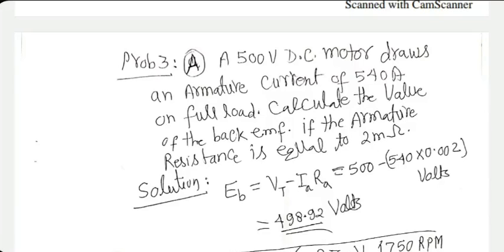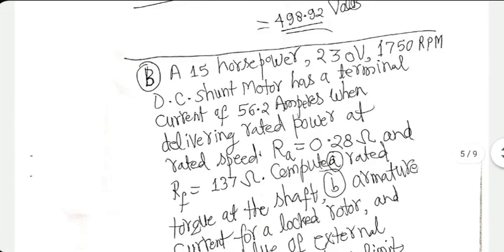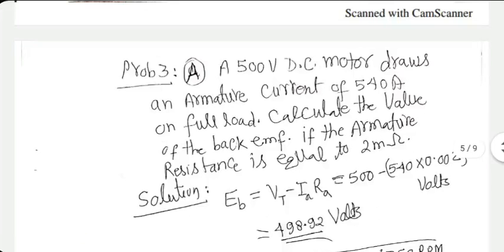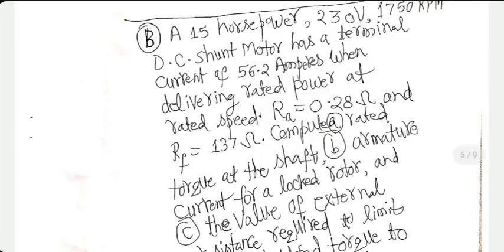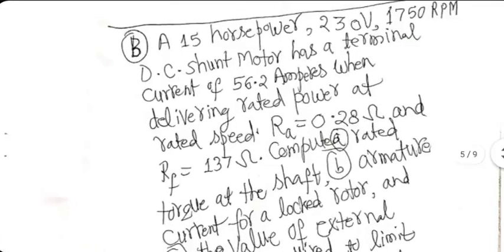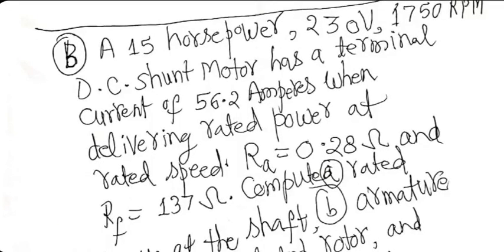So using simple formula, EB equal to VT minus IA RA. They are not assuming series motor here. I would give you that freedom that if nothing is given, you assume shunt motor, okay, by default. Now, part B. A 15 horsepower. Remember, a horsepower is 746 watts almost. Output power is 15 multiplied by 746 watts. This is mechanical power.